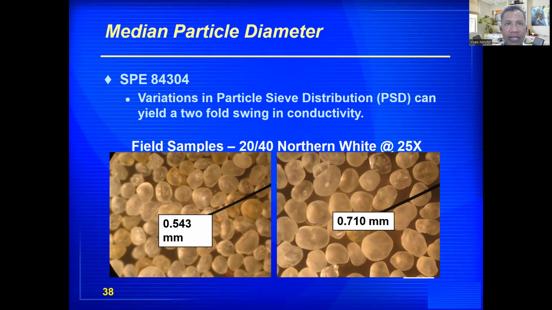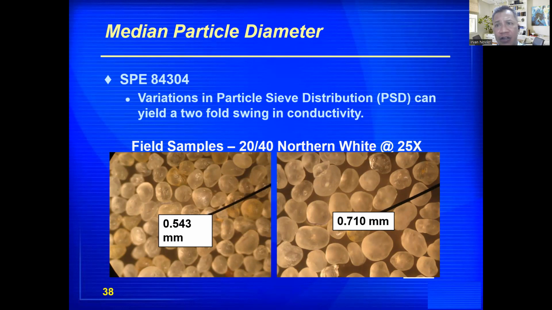SPE 84204 is one of the selected papers that I use for reference. This published paper was done many years ago, but still holds true. It talks about how variation in particle size distribution can have a twofold swing in the fracture conductivity.